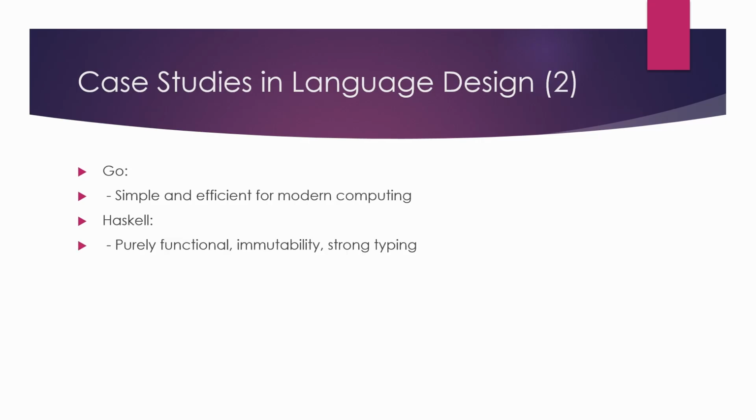Go is another language designed for simplicity and efficiency, particularly in modern computing environments. It's easy to learn and works well for scalable applications. Haskell, on the other hand, is purely functional with an emphasis on immutability and strong typing, offering benefits like fewer bugs but requiring a different mindset for developers.